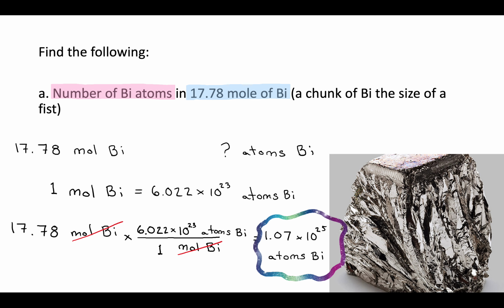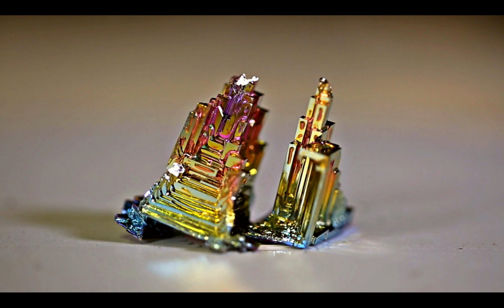Now be careful, when you plug these big numbers in a calculator, make sure you put parentheses around them. So you'd have 17.78 times, open parentheses, 6.022 times 10 to the 23rd, close parentheses, then hit enter, then divided by 1, enter, and you should end up with this number. An enormous number of bismuth atoms.